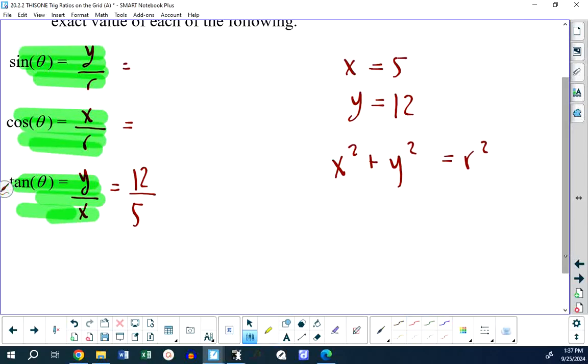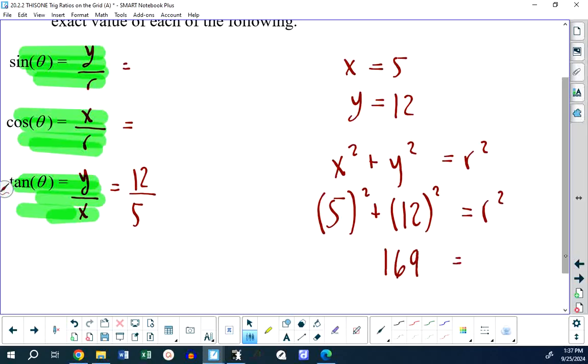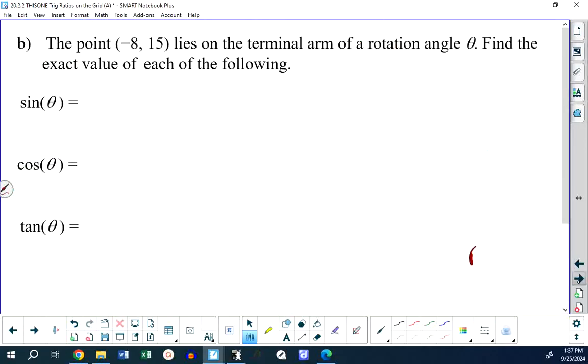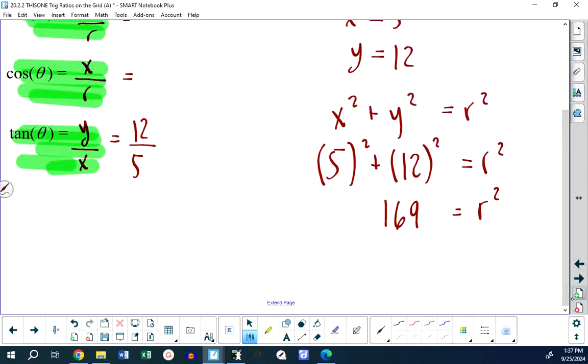So we put in 5 squared plus 12 squared equals r squared. 169 is what I'm getting. So r is equal to root 169, which is 13. For you physics 20 students, it's 13, yes? Okay. You don't go plus or minus here, you physics people, because there's no meaning behind the negative.